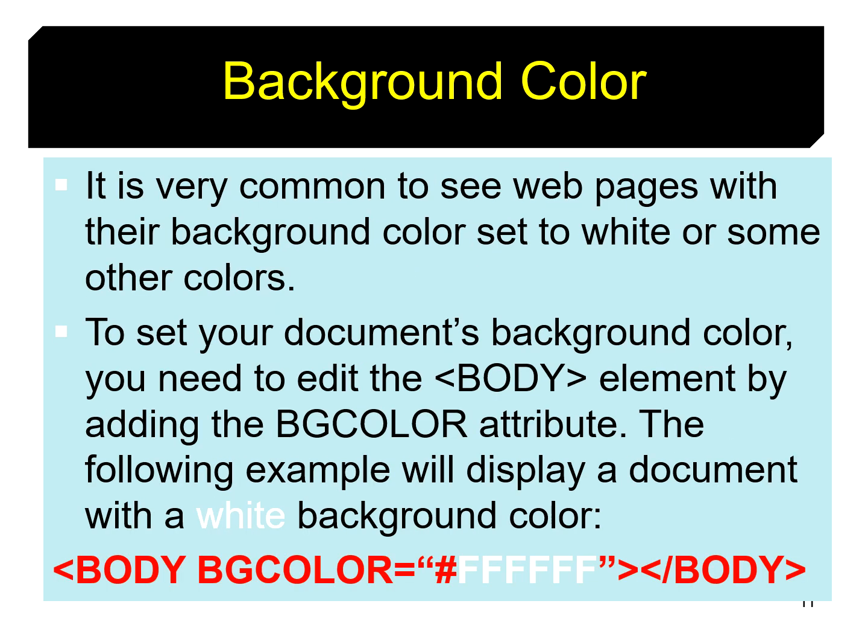Background color. It is very common to see web pages with their background color set to white or some other color. To set your document background color, you need to edit the body element by adding the bgcolor attribute. The following example will display a document with a white background color. For example, open the body tag, bgcolor equals, in double quotation you have to enter a color code, FFFFFF. It denotes white color. So you have to close the tag.